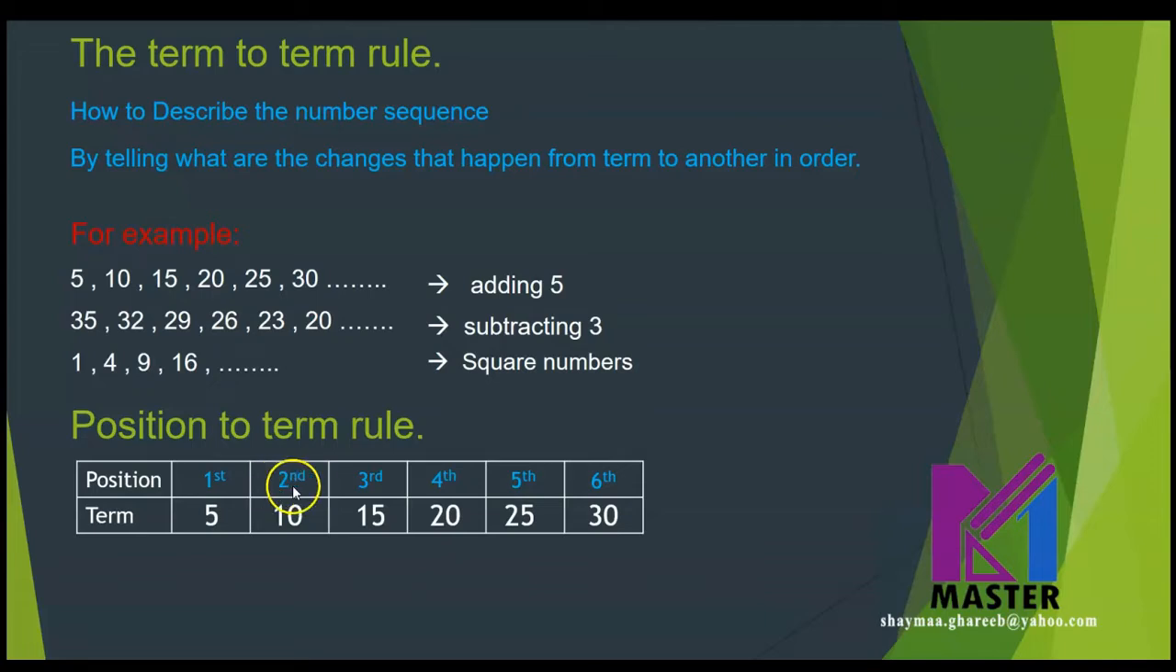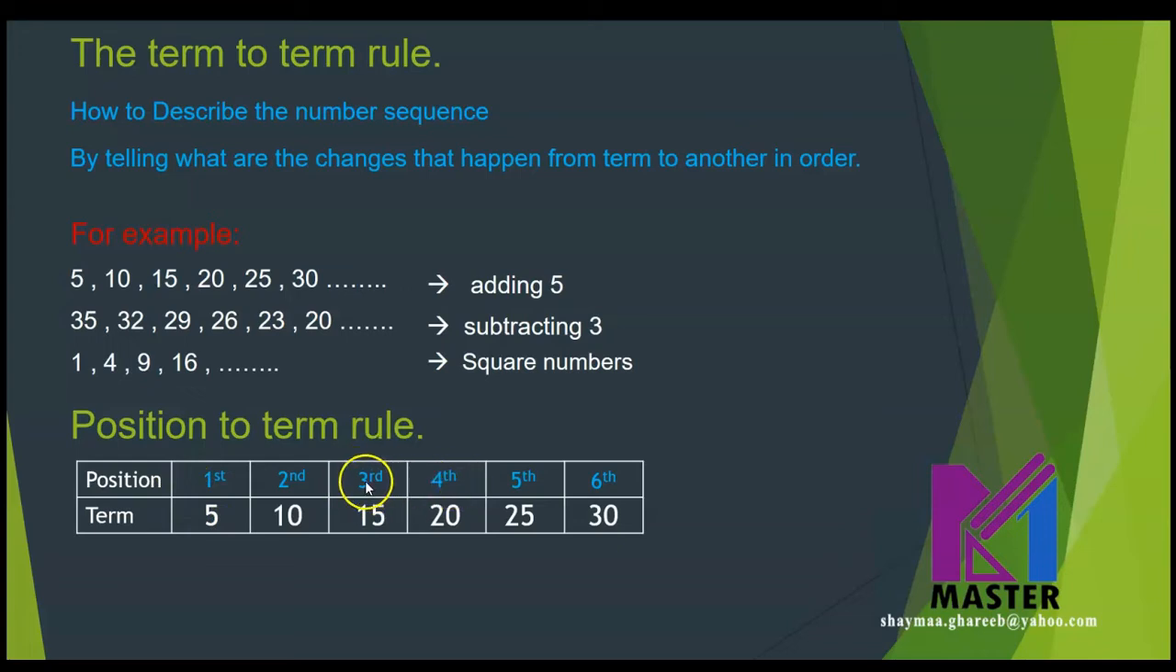I have number 2 and number 10. 2 became 10. What happened? Did I add 4, same as the first one? No. I multiply by 5. So when you multiply the 2 by 5, you will get 10. And here, when I multiplied the 1 by 5, I get 5.